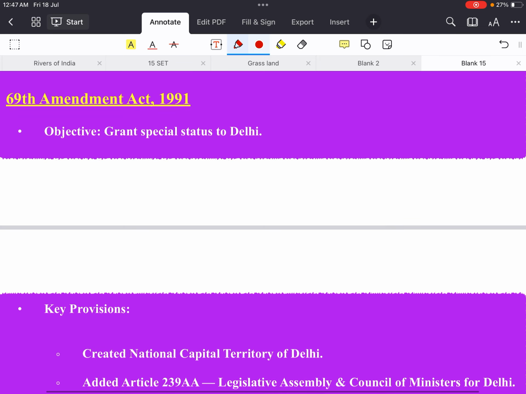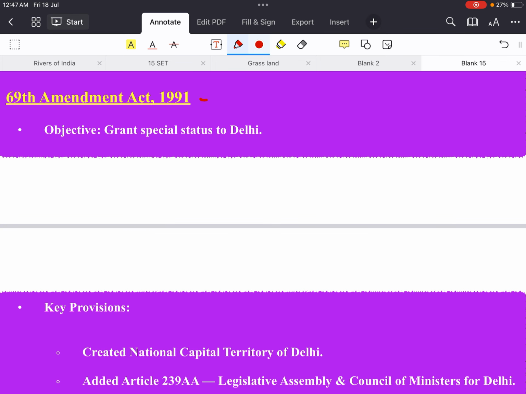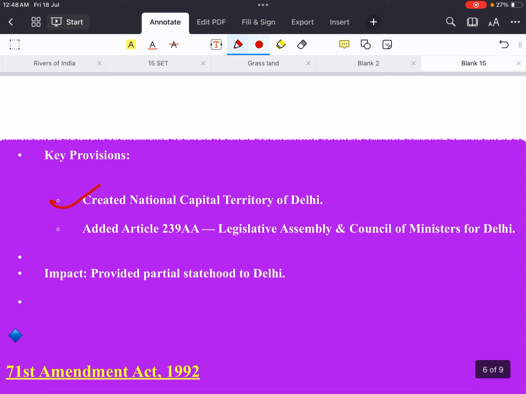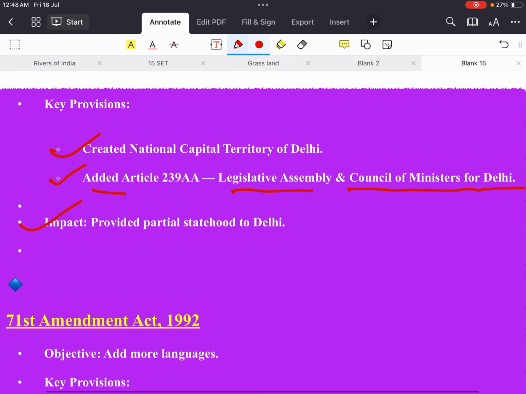Then comes the 69th Constitutional Amendment Act 1991. What was the objective? Grant special status to Delhi. What are the key provisions? Created the NCT of Delhi, National Capital Territory of Delhi. Another provision, added Article 239AA, that is Legislative Assembly and Council of Ministers for Delhi. What was the impact? Provided partial statehood to Delhi.